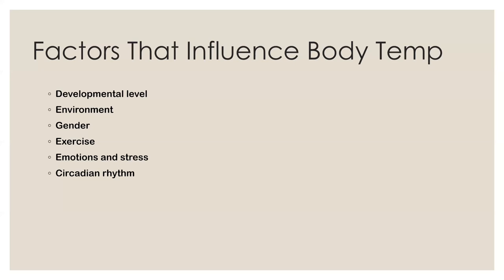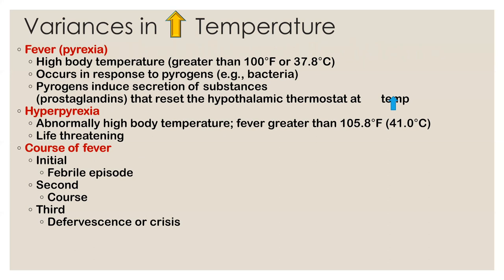So, variances in temperature. Now we're going to talk about fever, or pyrexia, another term for fever in the medical world. Fever means a high body temperature, which is typically greater than 100 degrees Fahrenheit. Again, that's going to differ between where you work and the physicians that you work with. A lot of physicians won't treat a fever until it gets above 100.4.